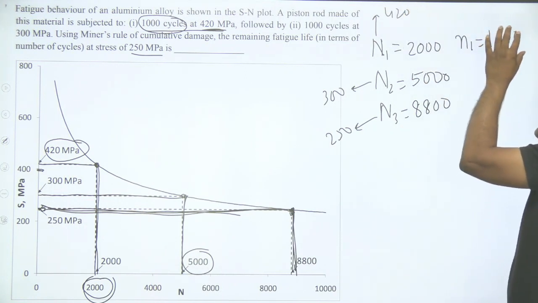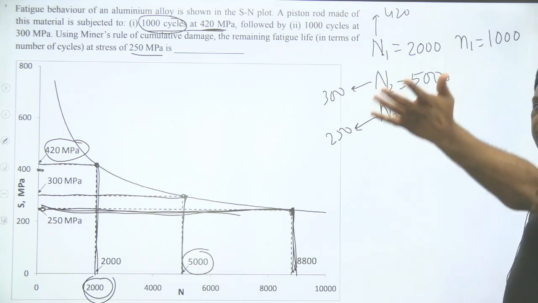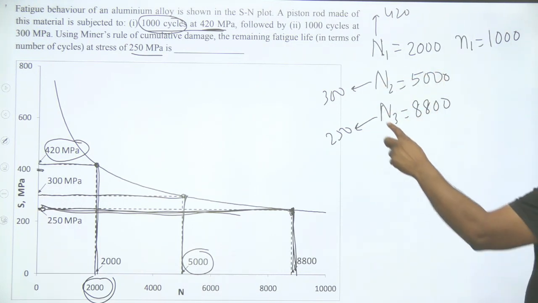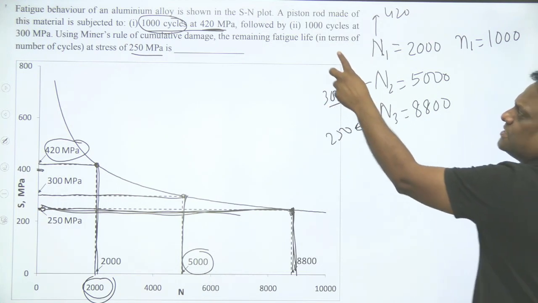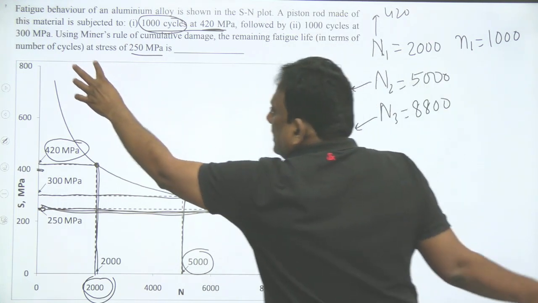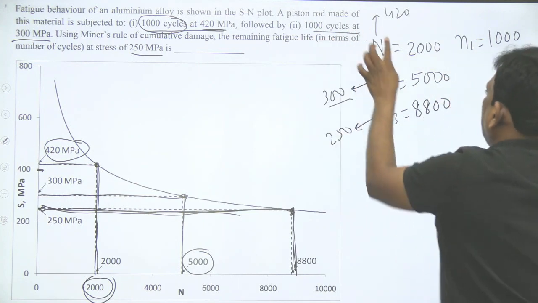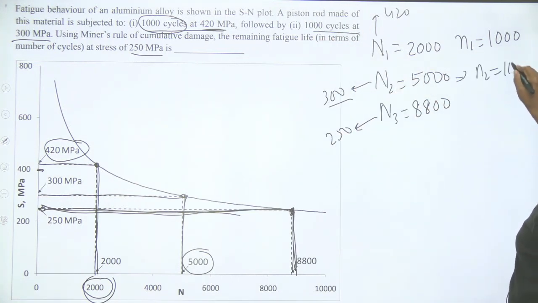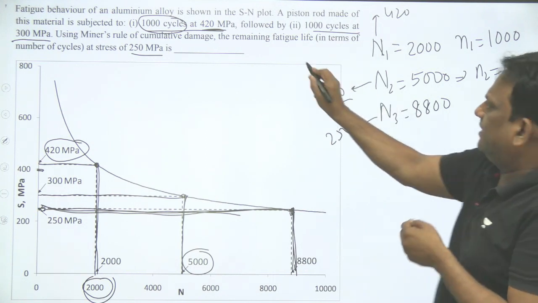It is running only for 1000 cycles, means some more life is left. And some more life is spent under 300 megapascal. And how much life is spent under 300 megapascal? Sorry, 300 megapascal, 1000 cycles. It means for 300 megapascal, it is 1000 cycles. I think it is 1000, given 1000.